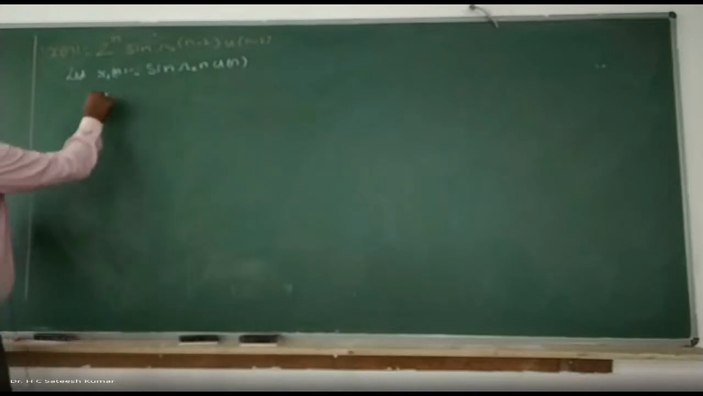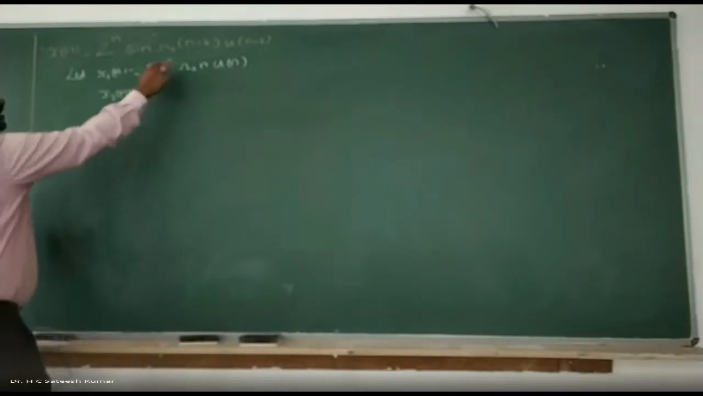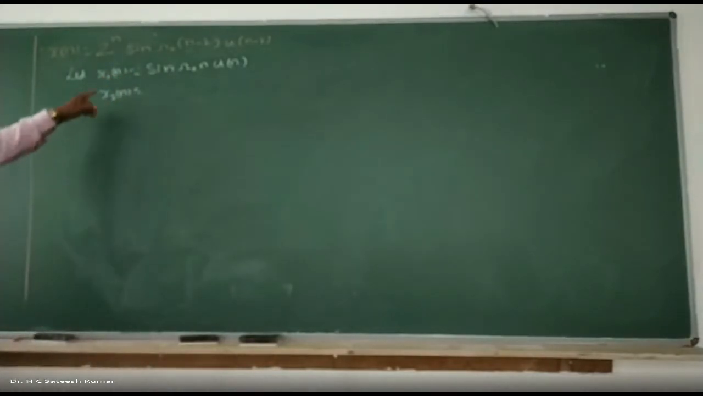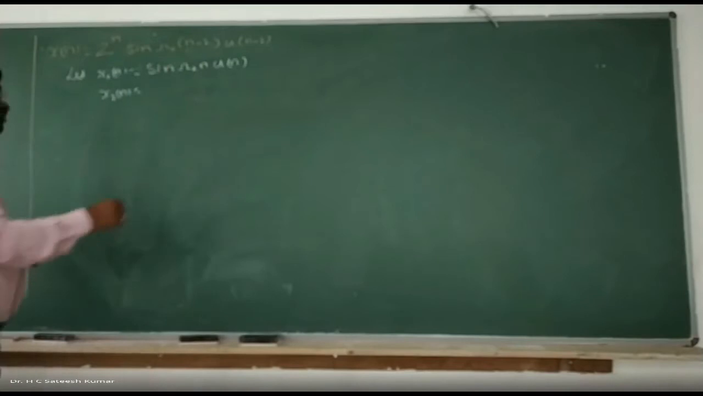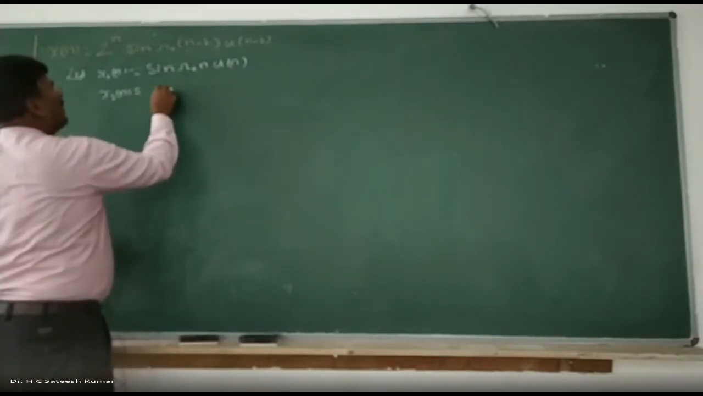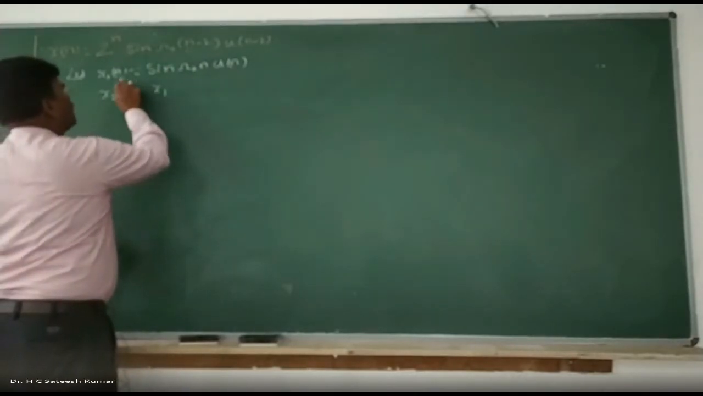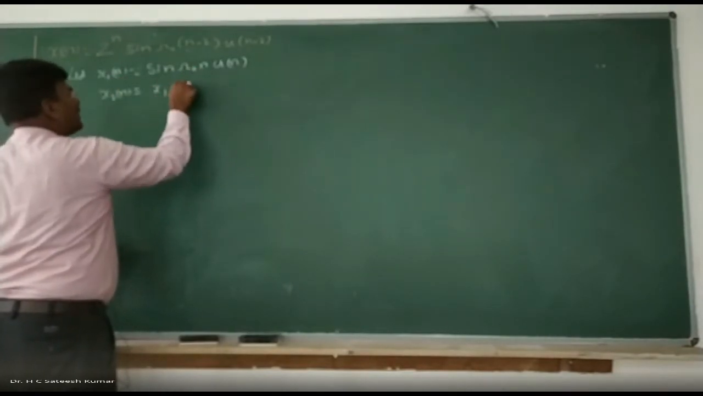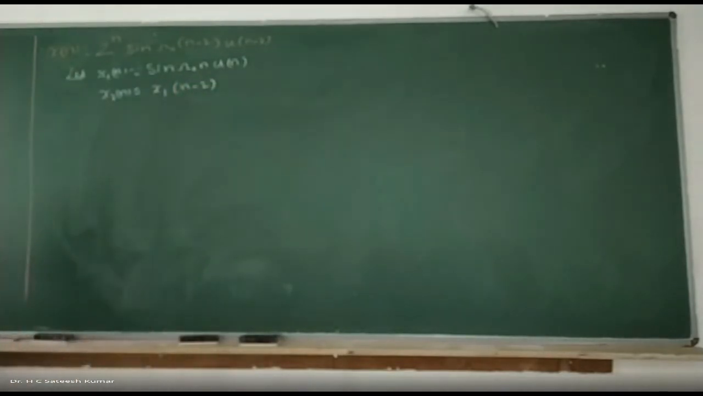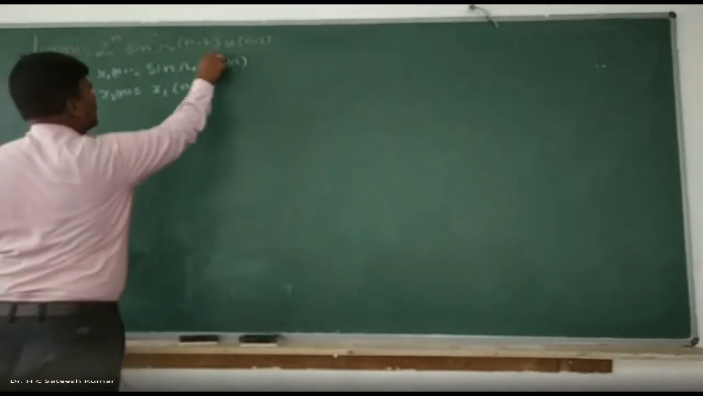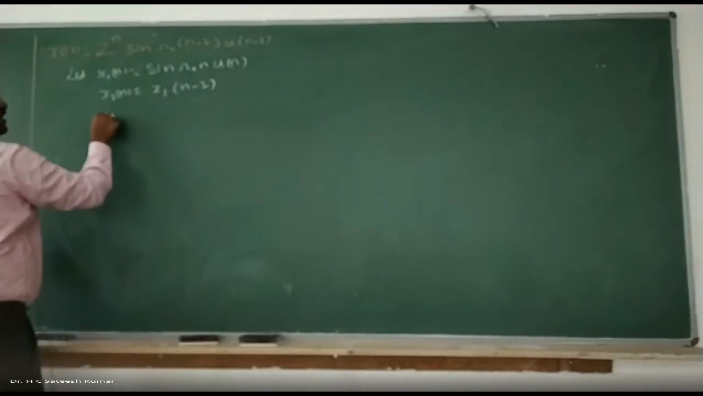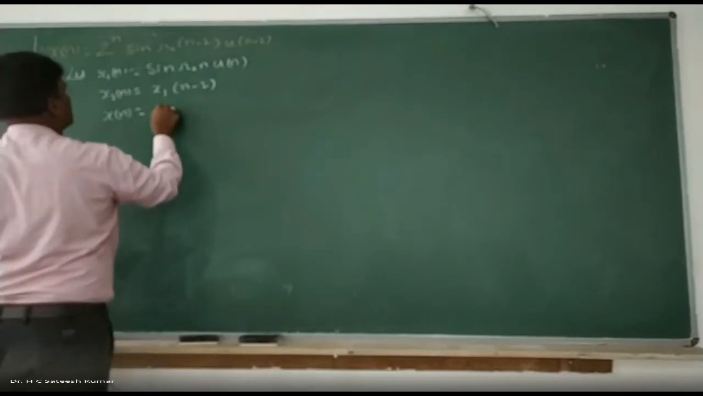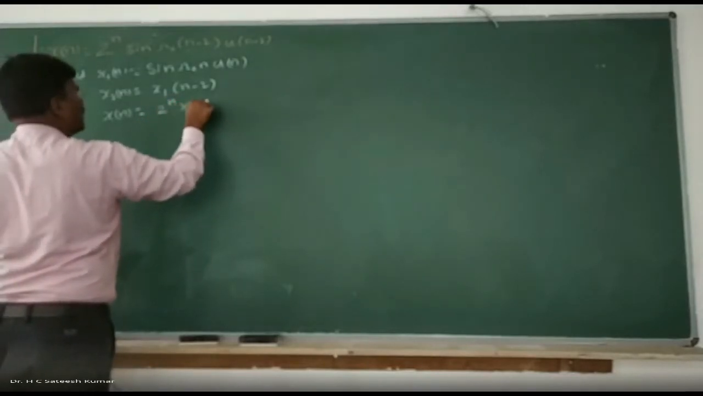Then x2 of n is equal to what? You have to get n minus 2, no? So if you replace n by n minus 2 in x1 of n, you will get this part. If you want to get n minus 2, what you should do? In x1 of n, replace n by n minus 2. Okay, right. So we got this one. Then we will have to multiply by 2 to the power of n. Then x of n is equal to 2 to the power of n into x2 of n.